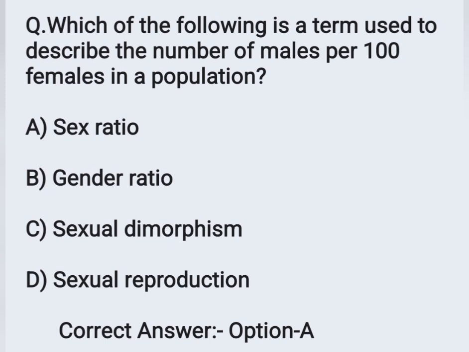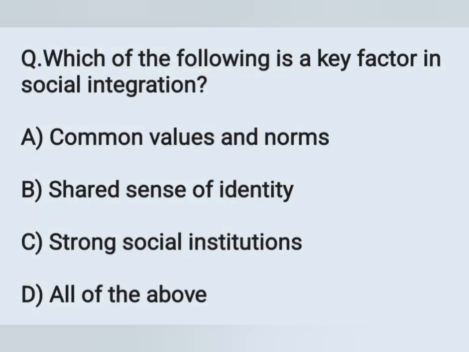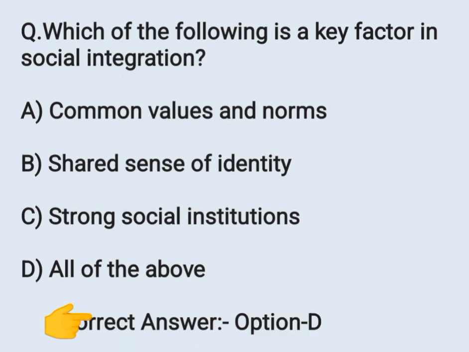And our next question is, which of the following is a key factor in social integration? Options: option A, common values and norms. Option B, shared sense of identity. Option C, strong social institutions. And option D, all of these. For social integration, we need common values and norms, shared sense of identity, and strong social institutions. So the correct answer is option D.